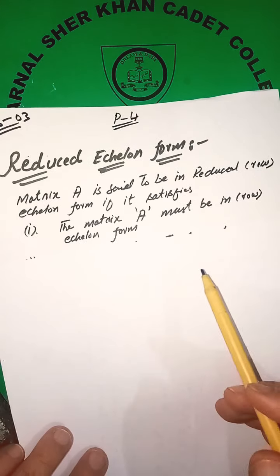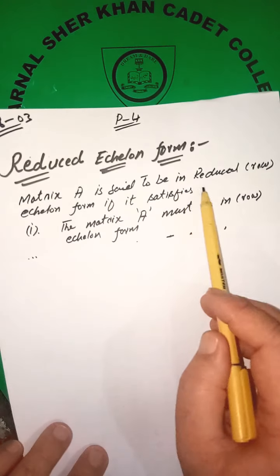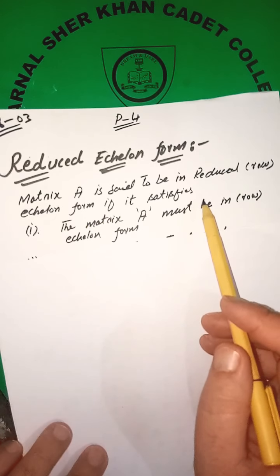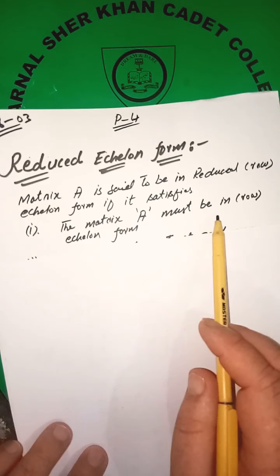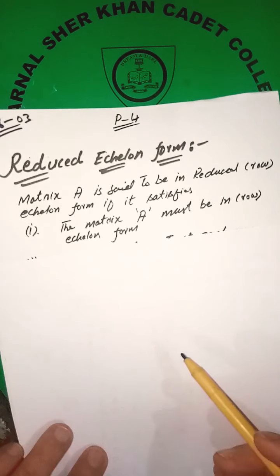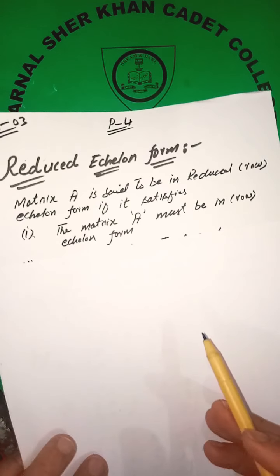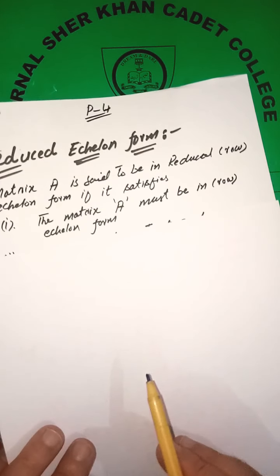Now, reduced echelon form. A matrix A is said to be in reduced row echelon form if it satisfies the following conditions. Number one, the matrix A must be in row echelon form. If it is not in row echelon form, we cannot say that it is in reduced echelon form.